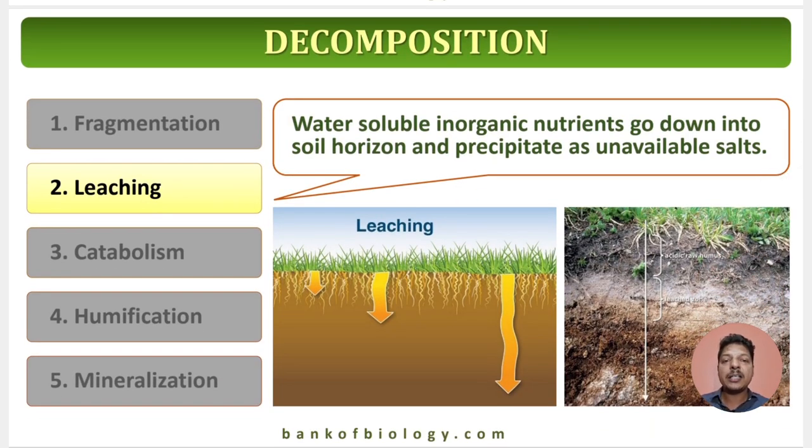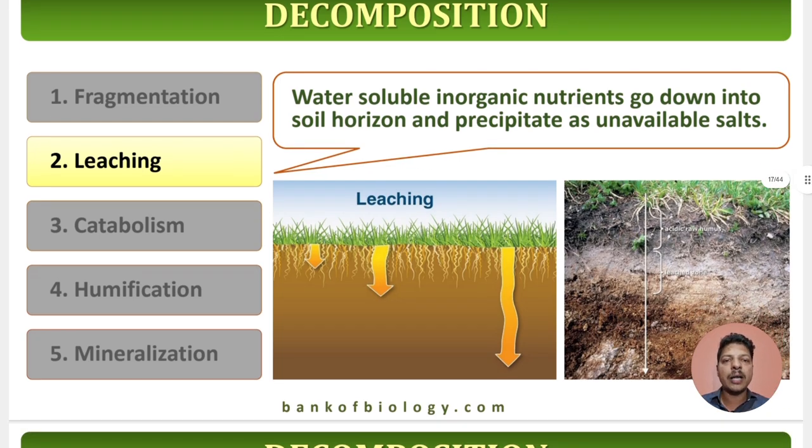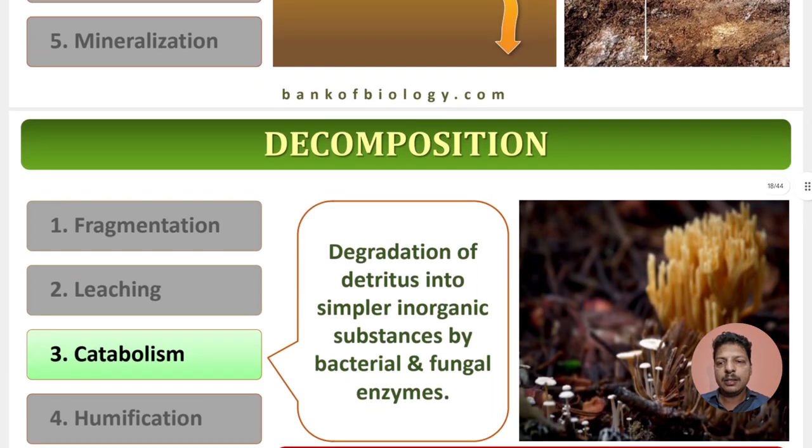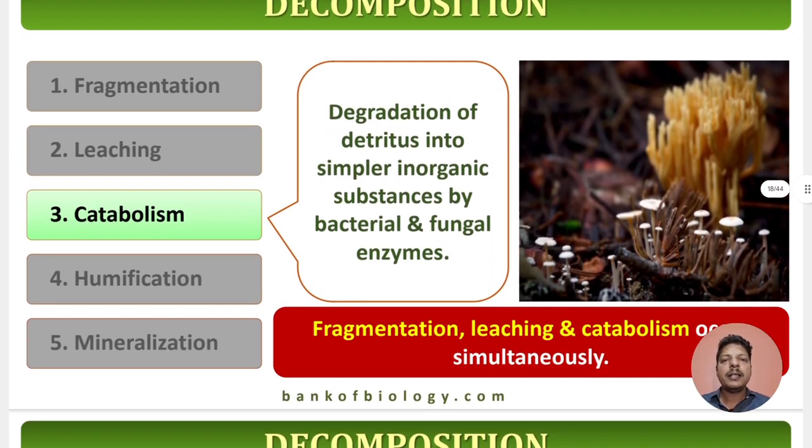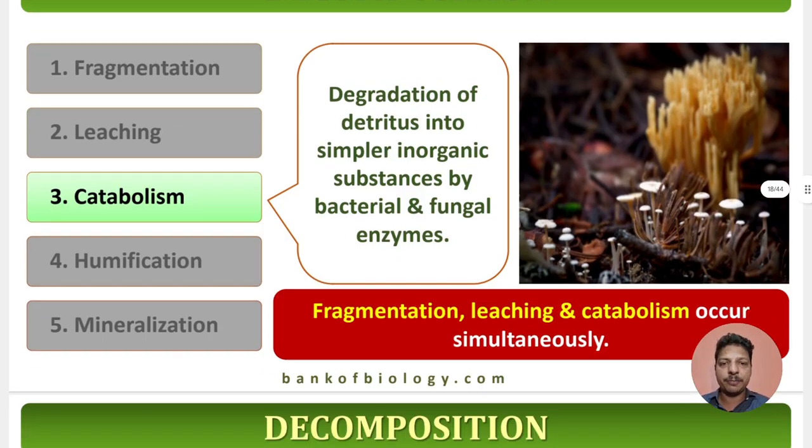Leaching means water soluble inorganic nutrients go down into the soil horizon and precipitate as unavailable salts. Then coming to catabolism, degradation of detritus into simpler inorganic substances by bacterial and fungal enzymes, that is called catabolism.